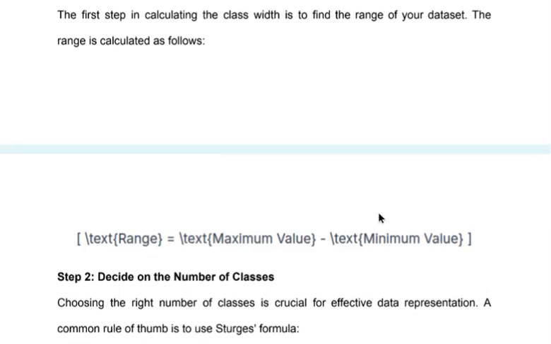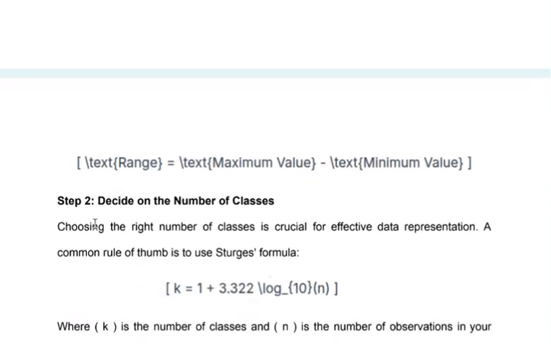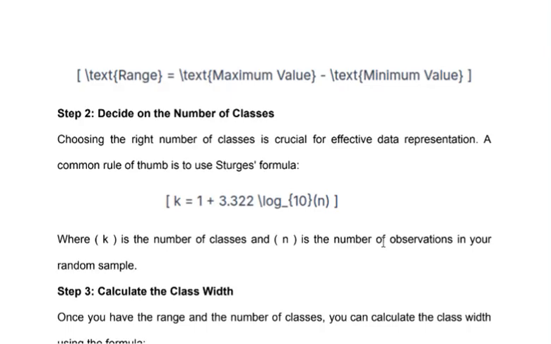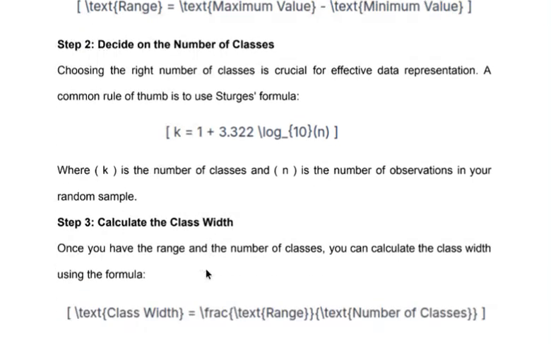Step 2: Decide on the number of classes. Choosing the right number of classes is crucial for effective data representation. A common rule of thumb is to use Sturges' formula, as shown below, where K is the number of classes and N is the number of observations in your random sample.